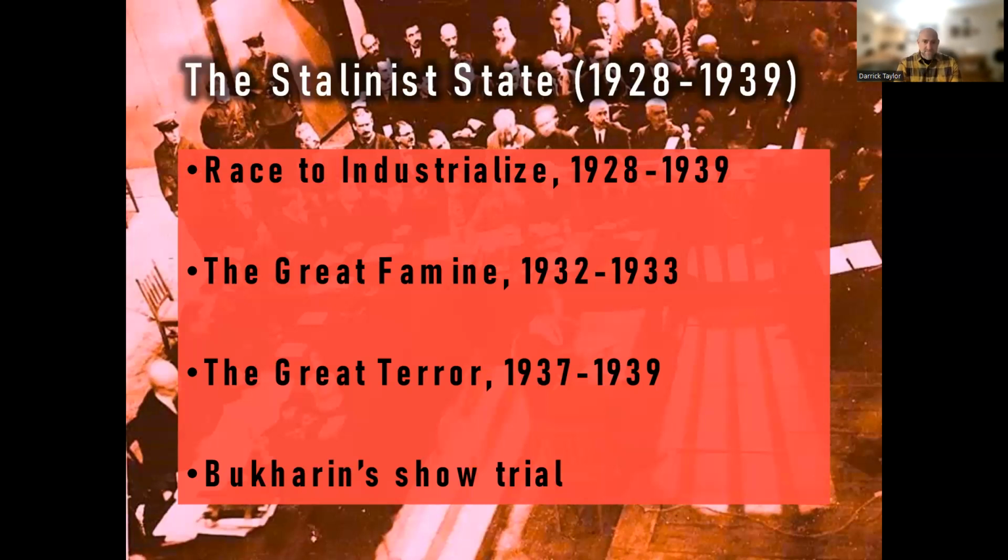You have, in this period, a series of trials in which a lot of former high-ranking members of the Communist Party, men who have been with Stalin from the beginning, are either put on trial and then executed for crimes that in many instances they did not commit, or they are quietly done away with.